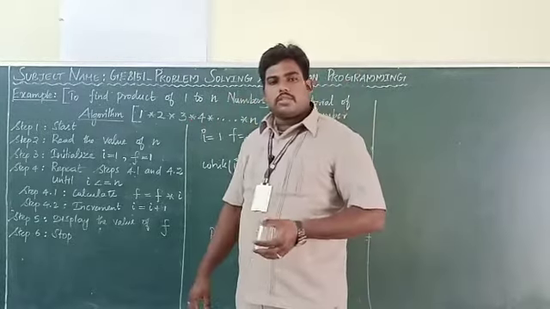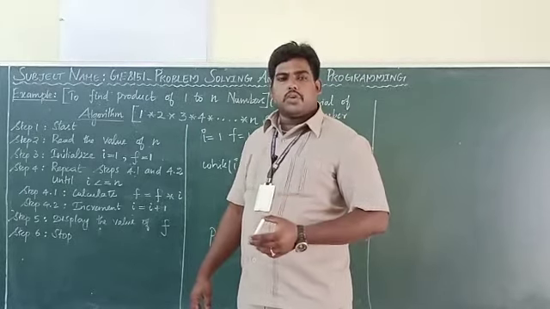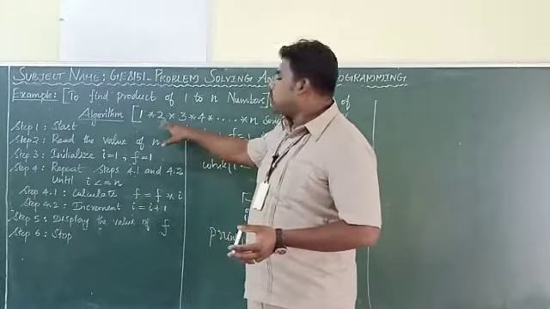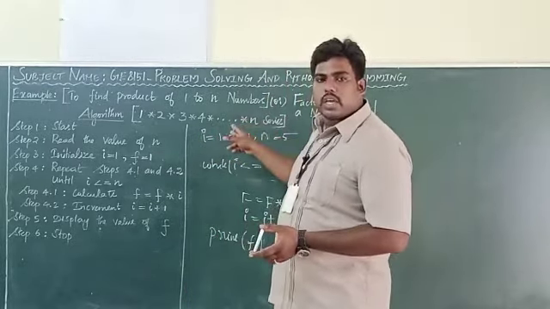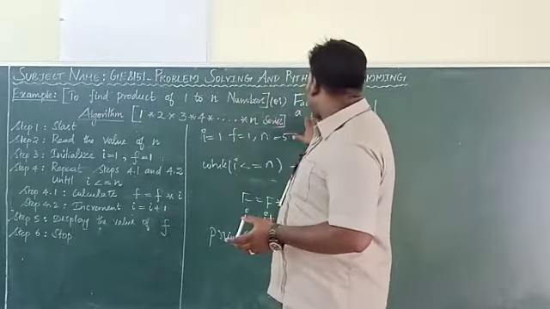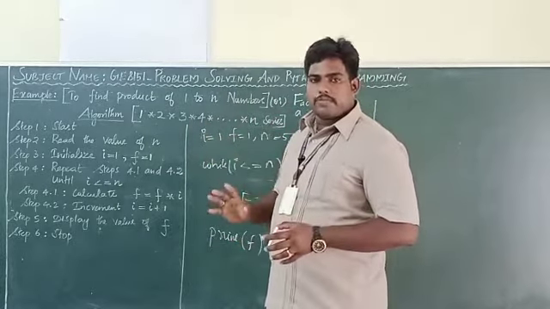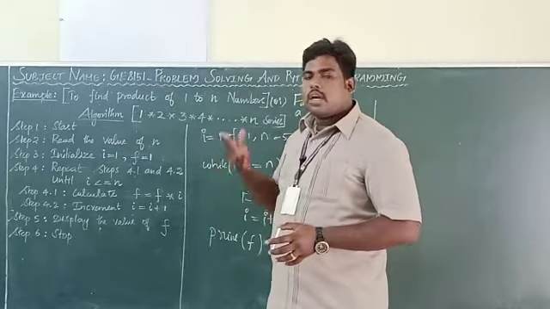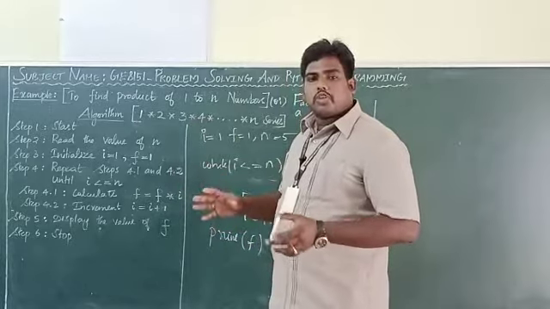Today I am going to teach an example to find the product of 1 to n numbers. Okay, find the product. Product means multiplication of 1 to n numbers, or it may be asked in series form: 1 into 2 into 3 into 4 and so on up to n. Otherwise, the question may be asked as the factorial of n. All these three questions, the logic is the same: find the product of n numbers, or the factorial of n numbers, or find the product of the series.